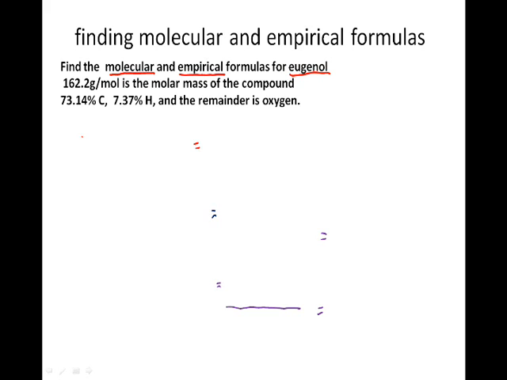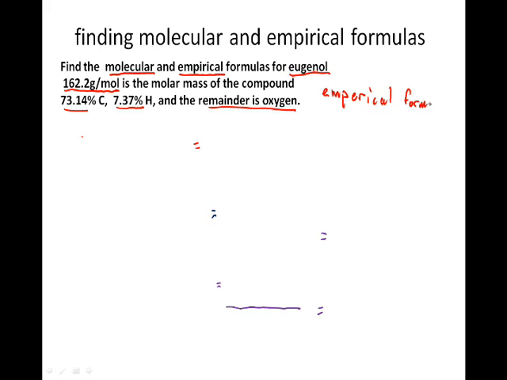Eugenol has a molar mass of 162.2 grams per mole. That's its molar mass. And here's its percent composition information: 73.14% carbon, 7.37% hydrogen, and the remainder is oxygen. So the first thing we're going to do here is find the empirical formula.